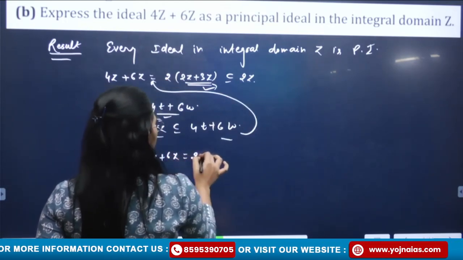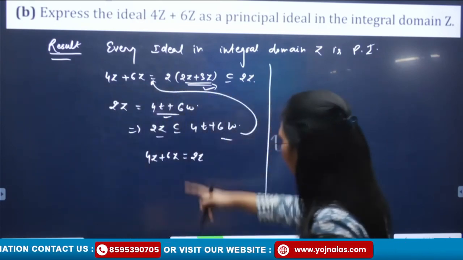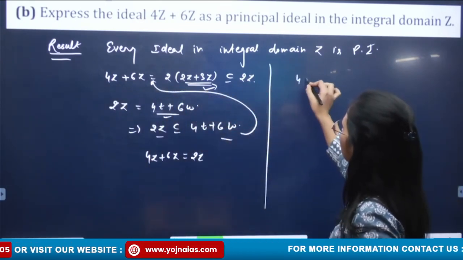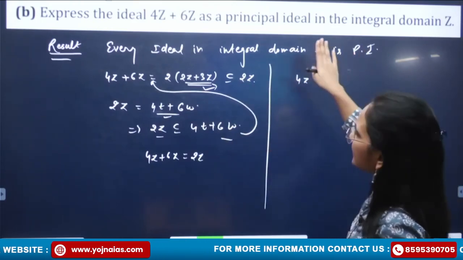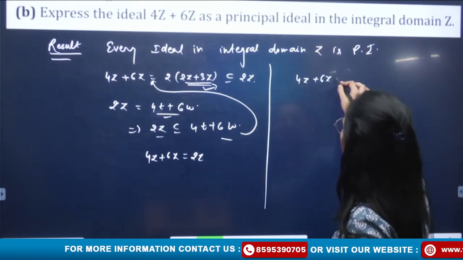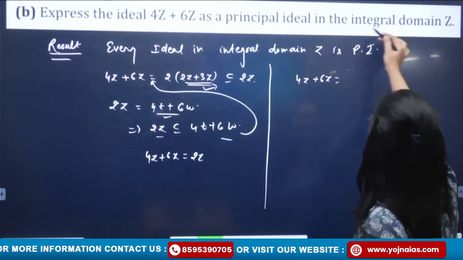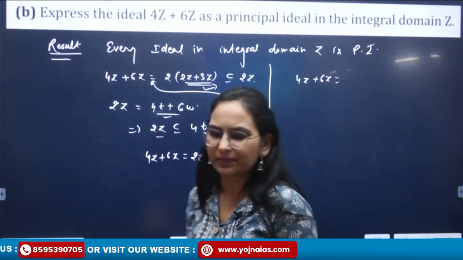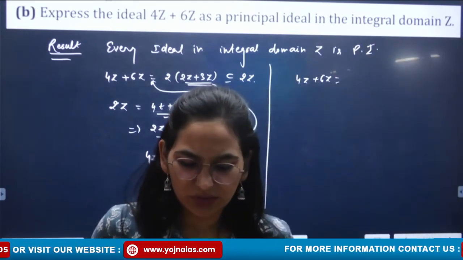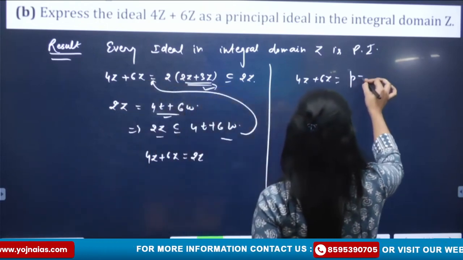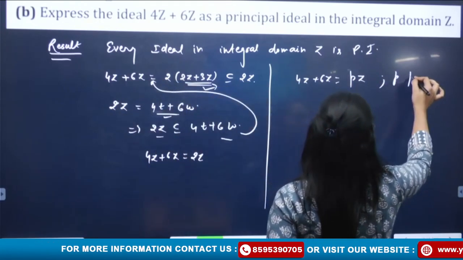Another way to do this, if you are not able to think that much, is to say that every ideal in Z is a principal ideal, and that is why 4Z plus 6Z, being one of the ideals of this integral domain Z, must be a principal ideal. And if it is a principal ideal, then it would be equal to some PZ, where P is a prime number.